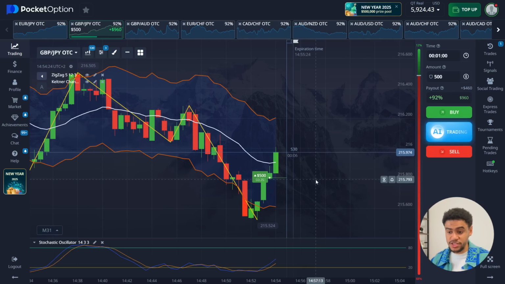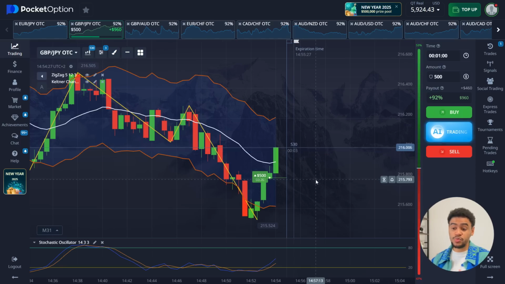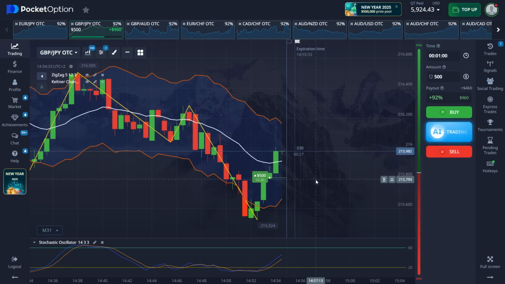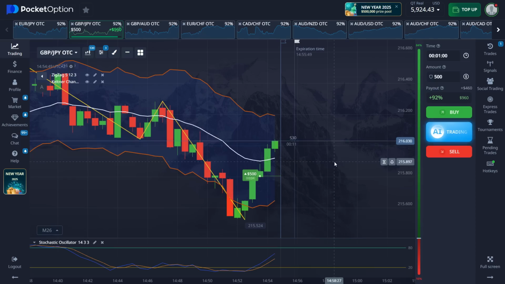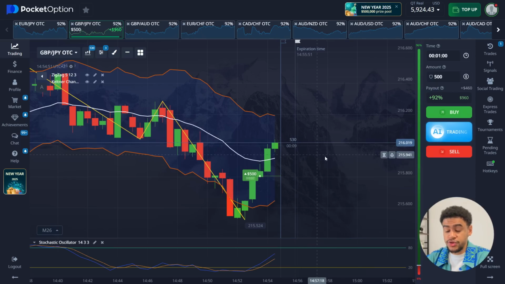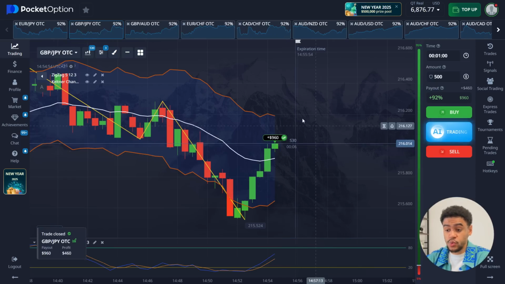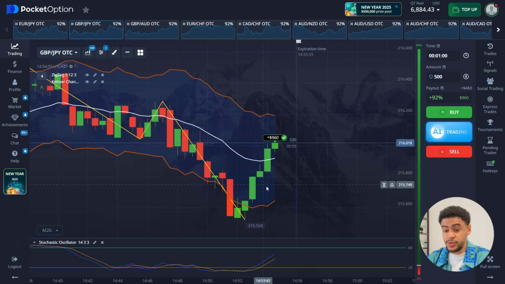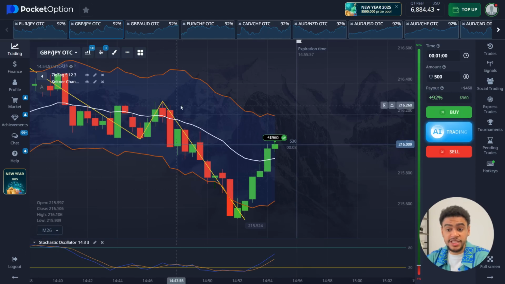So let's observe this. We have 25 seconds to go. This looks pretty good, so let's see if we got the money. And there we have it. Beautiful trade, beautiful execution. The signals worked perfectly. All the signals that we received from the indicators worked perfectly. And now let me show you.